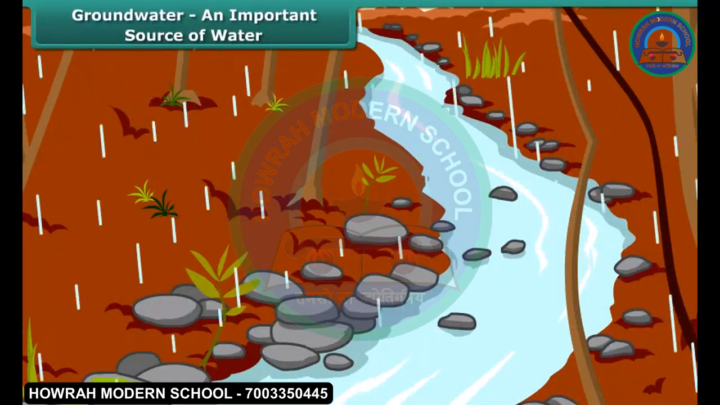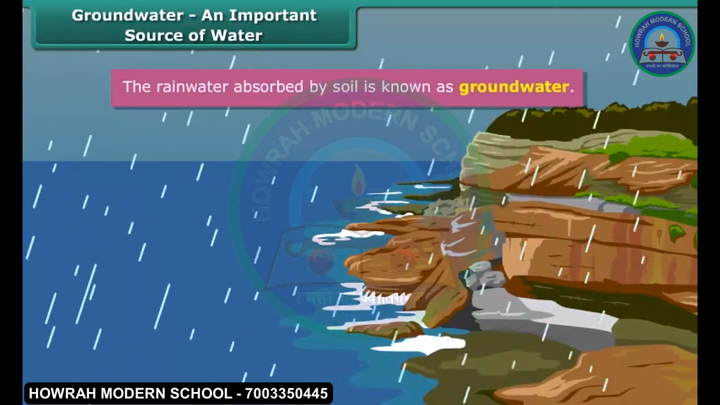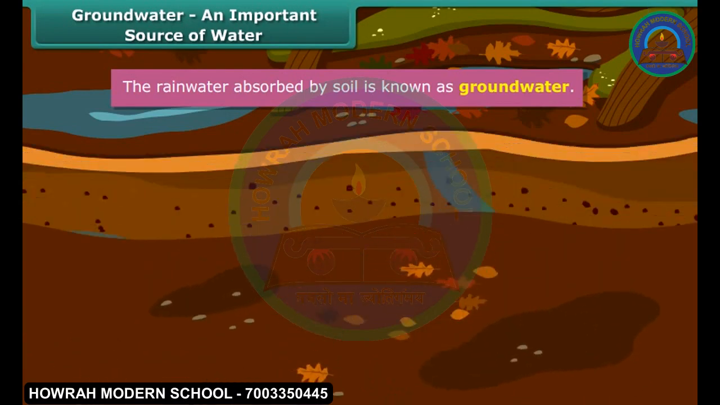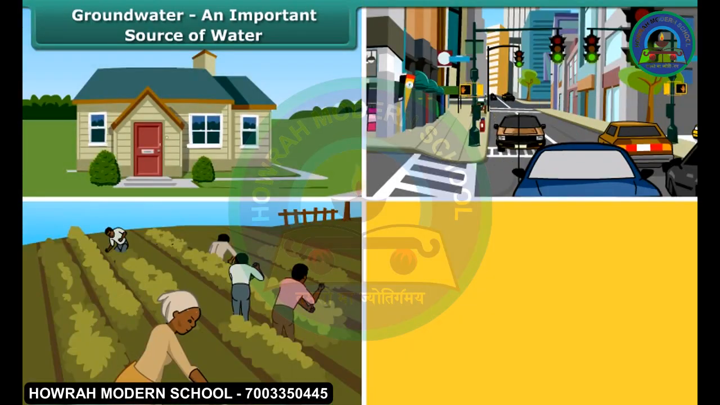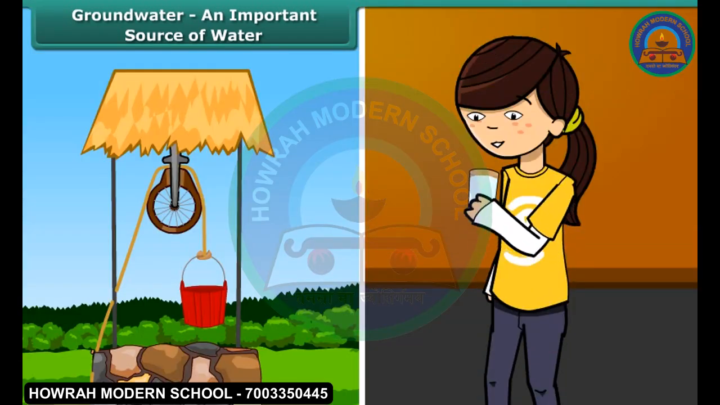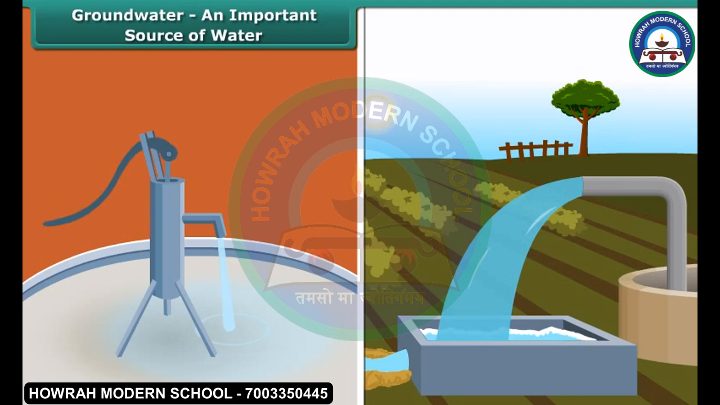Not all the rainwater flows into rivers and ultimately into oceans. Some of it is absorbed by the soil. This water is known as groundwater. Although it is not visible, it is almost everywhere, flowing beneath the ground under your home, cities, farms, and deserts. Groundwater is an important source of fresh water on earth. It is the source of water for many lakes and wells. Many of us drink groundwater every day. That is because hand pumps and tube wells tap groundwater to provide water for consumption.